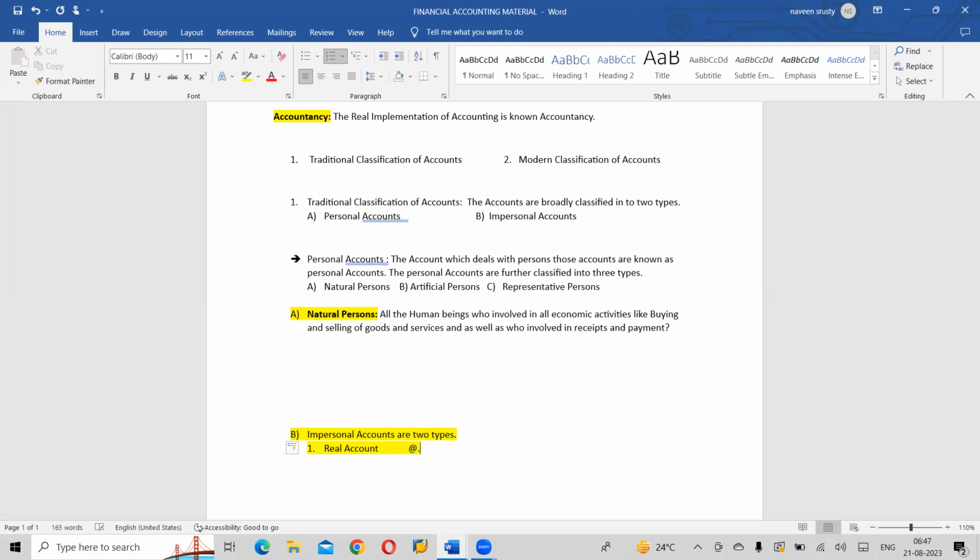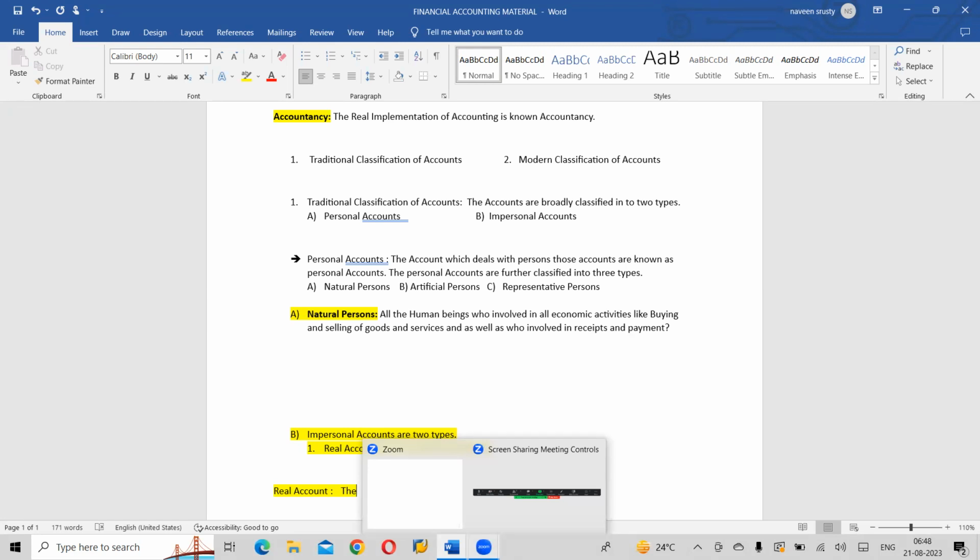So do you know what is meant by a real account? What is a real account? Business assets. Why is it important? Before account groups, whatever chart of accounts we are going to do, as I said earlier in the session, there may be thousands or lakhs of accounts. Each will come under a personal account, a real account, or a nominal account.